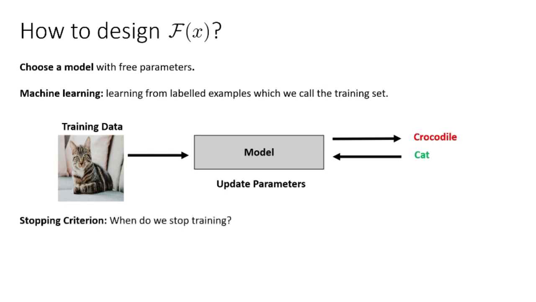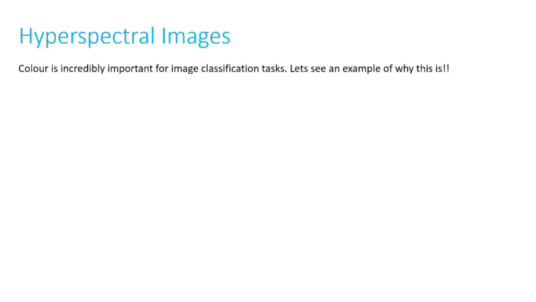We now need to think, when should we stop? And often this involves a validation training set, and there are several clever methods to do so. After we've stopped training, we can then test our model on a testing set to evaluate our performance. Let's now look at hyperspectral images.